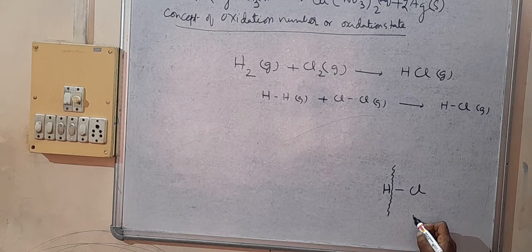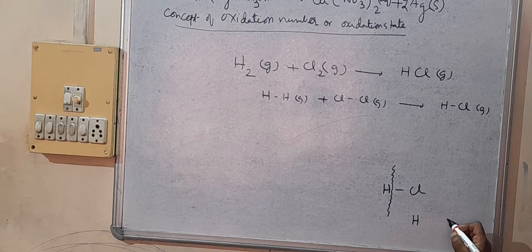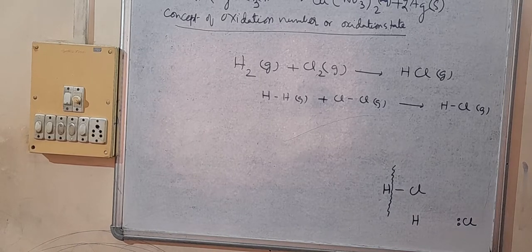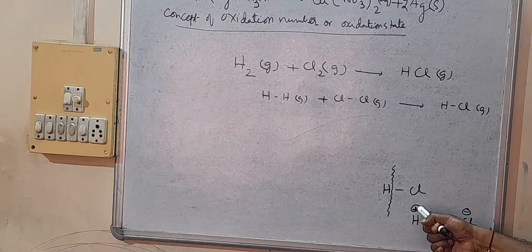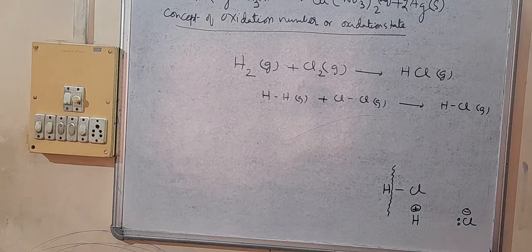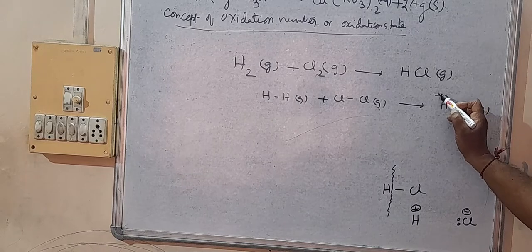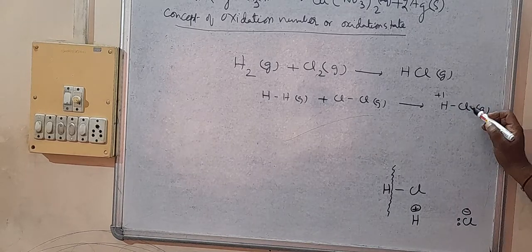So after the cleavage, it will be like this: H and Cl. Both electrons will go to chlorine. And hydrogen, since it has lost its contribution of electron, will become plus, and chlorine will become minus. Since it is plus 1, we say that the oxidation number of hydrogen here is plus 1, and the oxidation number of chlorine here is minus 1.